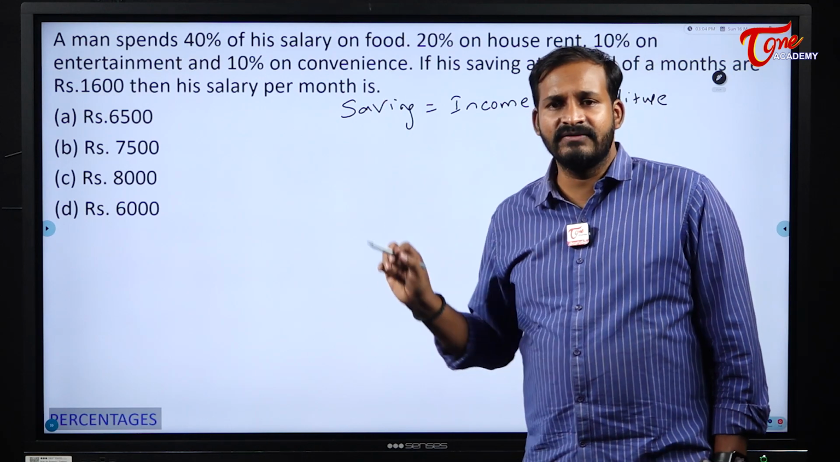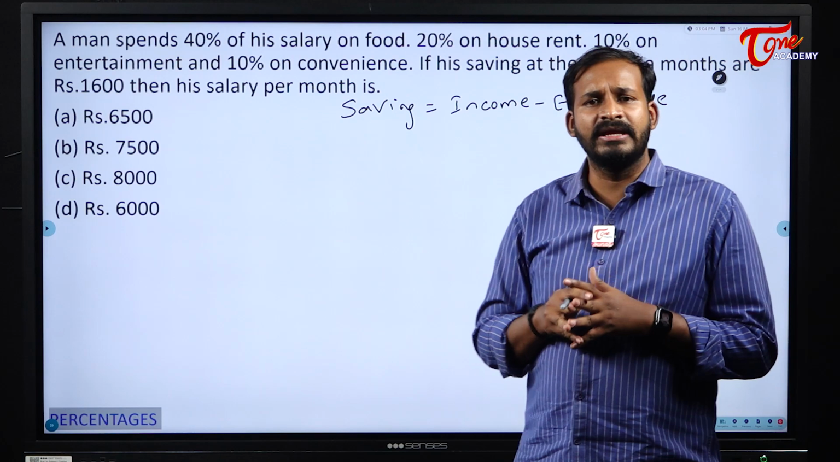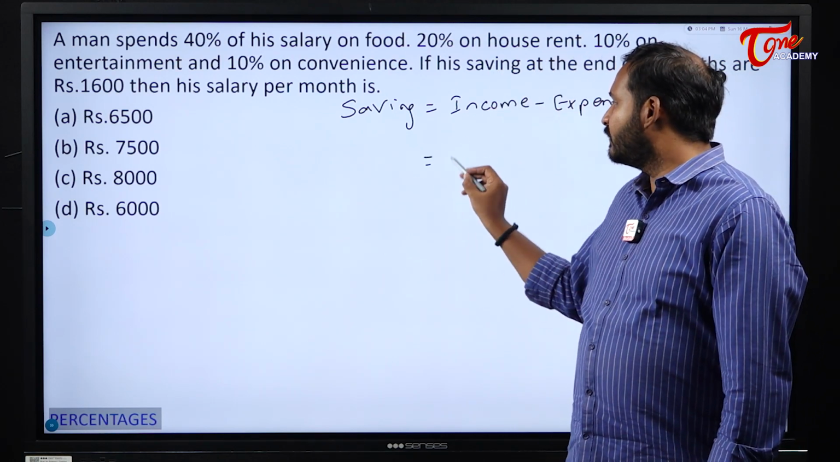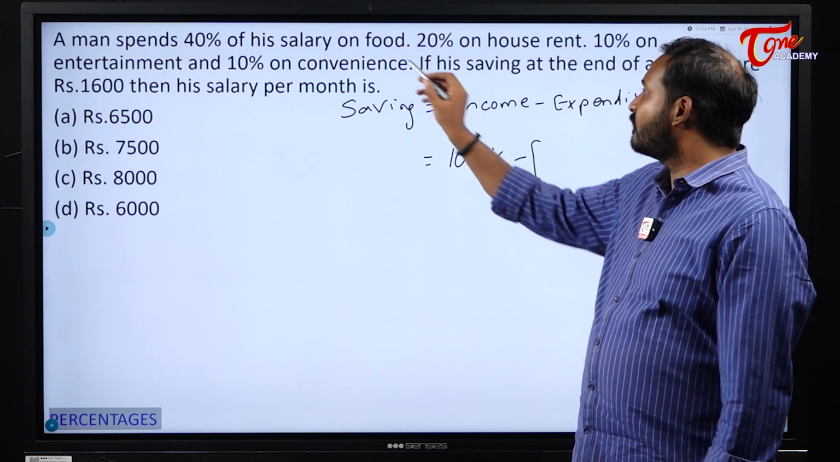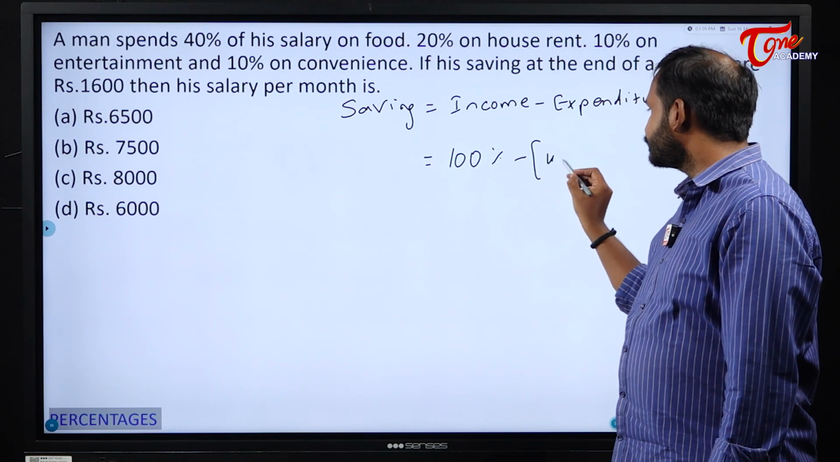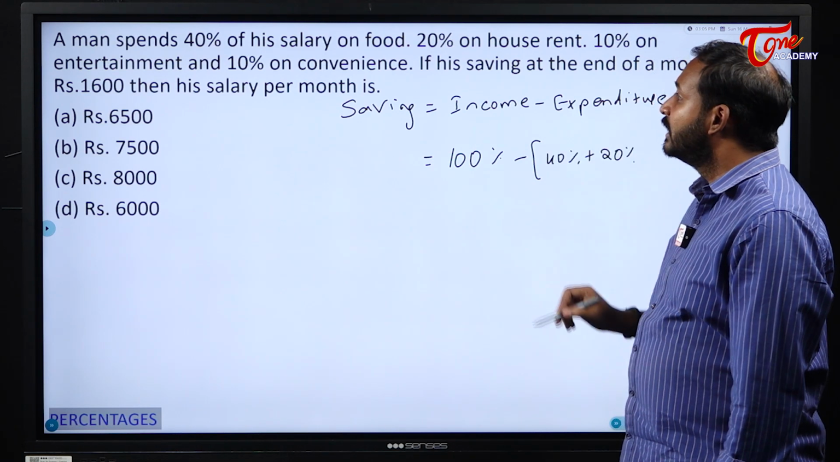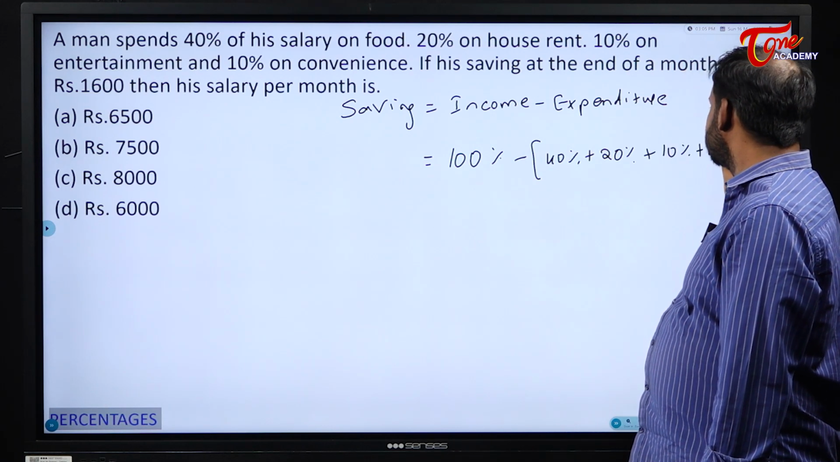Now, in this case, see whether they have given values individually or as a mixed value. Definitely they gave them individually. So if his income is 100%, his expenditures are 40% on food, plus 20% on house rent, 10% on entertainment and 10% on conveyance.